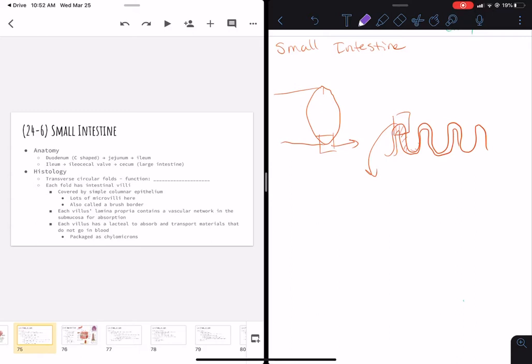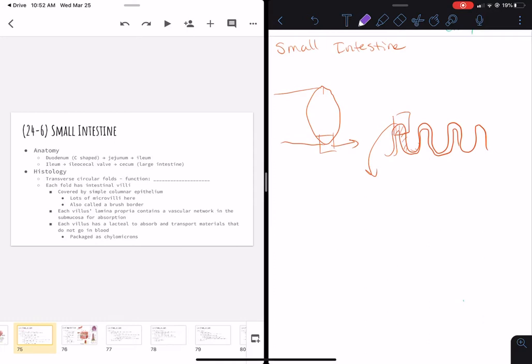So the histology of the small intestine: we've got lots of transverse circular folds, which we've talked about for the digestive system. They function to increase the amount of absorption area, or surface area, in order to increase the amount of absorption we can get from those products. And it also allows for expansion, so intake of greater volume of a bolus or chyme or, at this part of the digestive system, feces.